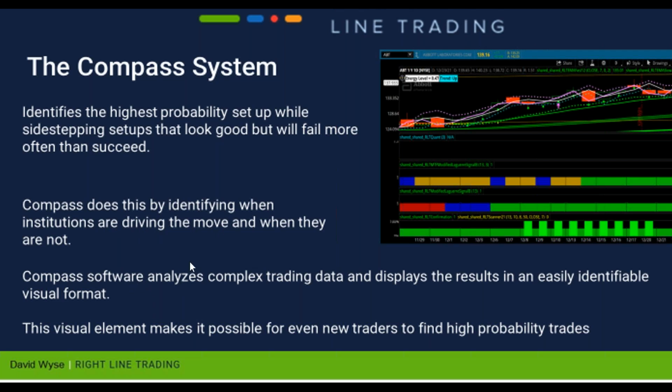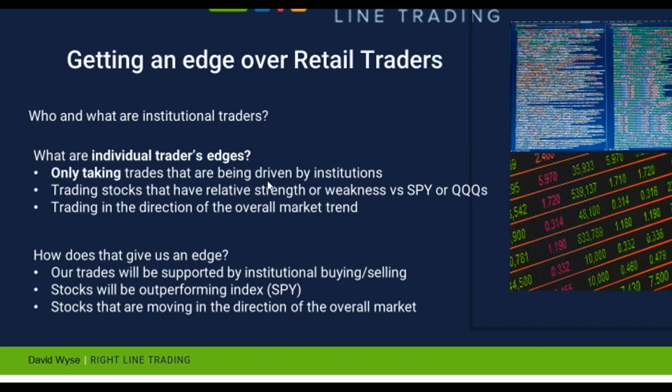It's analyzing really complex data to come up with the information, but then it displays them. In this particular case, it's on the ThinkorSwim platform that I use this. It displays them in easily identifiable visual formats, so you can tell just by looking at the compass system whether the institutions are in there or not. And the fact that it's done in a visual format, it uses colors, it makes it possible for even new traders to find high probability trade setups and skip low probability trade setups. So that's a big edge for us.